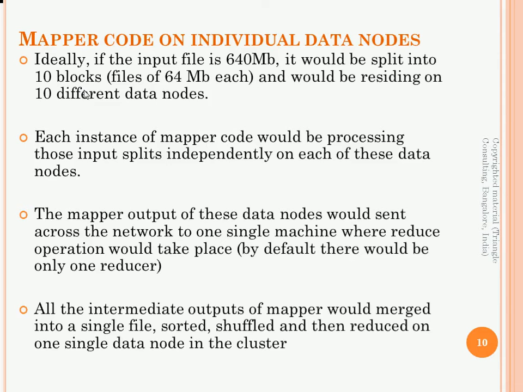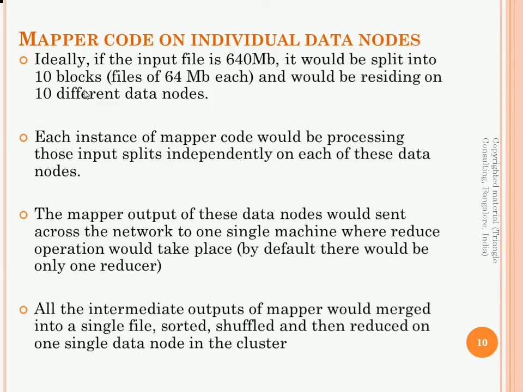Now the output of these mappers running on these individual data nodes will have to be aggregated. They have to be combined into a single file. So all of this intermediate data which is generated as an output of computation of the mapper code will be sent to a single computer, which is actually another data node in the system. So all of these intermediate files will be sent across the network because it's an interconnection of 100 computers. In this example, we have a 100 node cluster. So it should be sent to a single node where the reduce operation would be running.